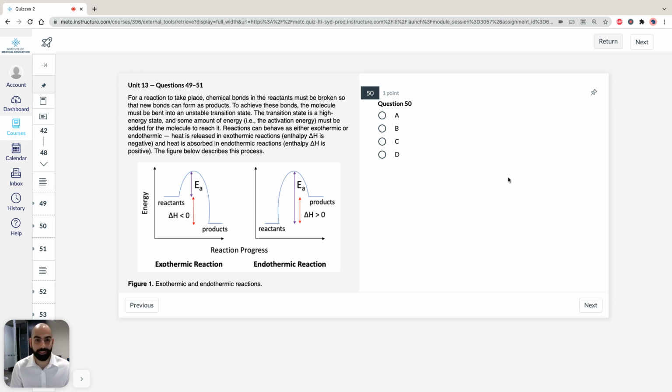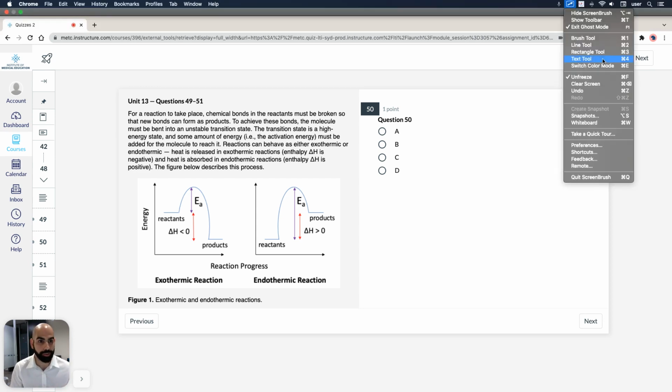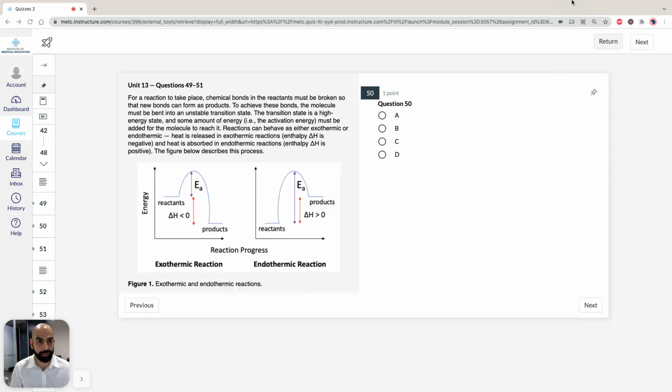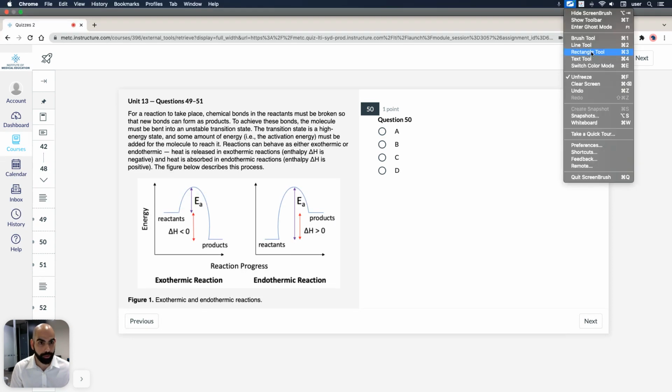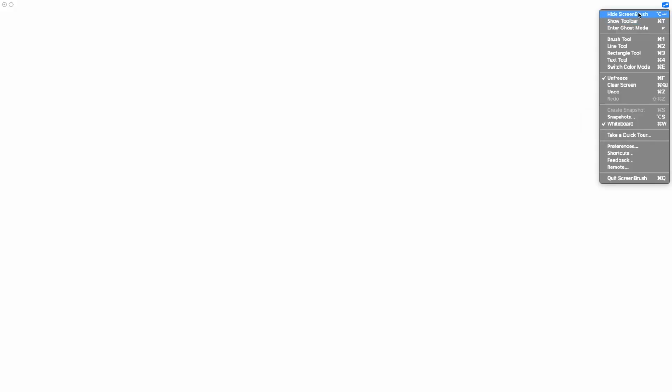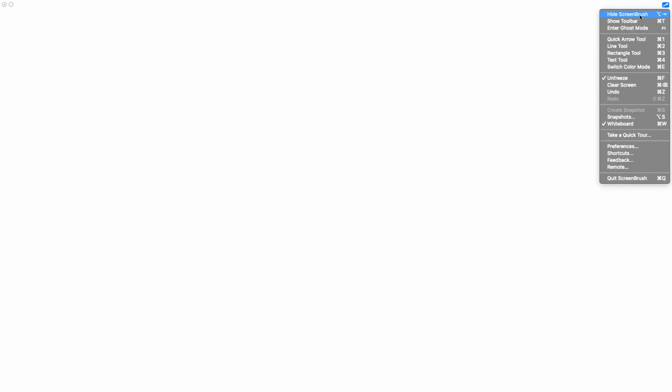So if we just get out our whiteboard, I'll remove Ghostman. Where are you? I might want to get my brush out. Sorry, wrong one again. Toolbar.